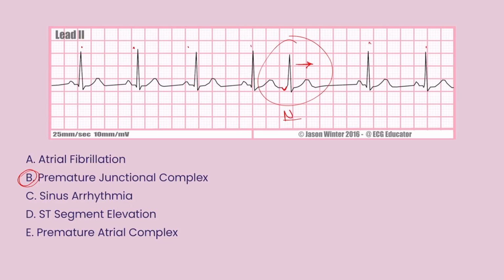AFib, remember we'd see that kind of chaotic squiggling, we wouldn't have distinct P waves. Sinus arrhythmia is just a variation usually with respiration. So we might see a little bit faster, a little bit slower, but we wouldn't have this distinct one wave coming early. ST segment elevation, we're looking for that tombstoning, or we'd see a variation from baseline here. So that's our baseline.